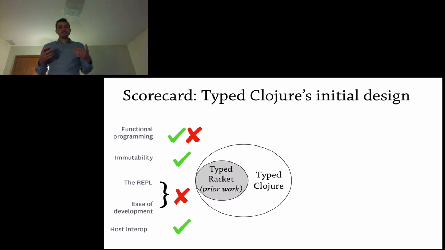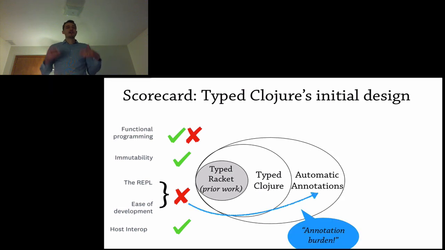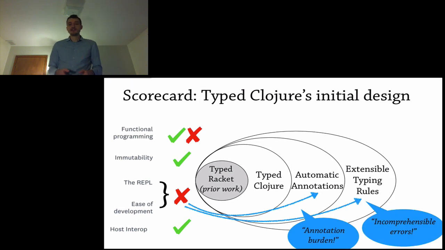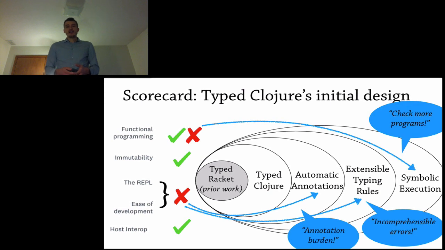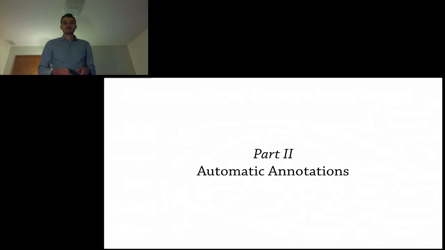So the rest of the talk is going to be about how I address these problems. First, I address the annotation burden by creating a system for automatically annotating your programs. Second, I address the problem of incomprehensible errors from macros using an extensible typing rule system. And then I show how to check more programs by mixing symbolic execution with type checking.